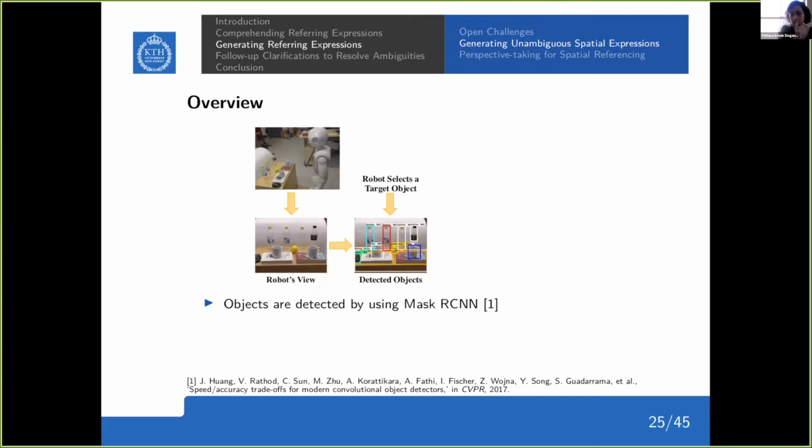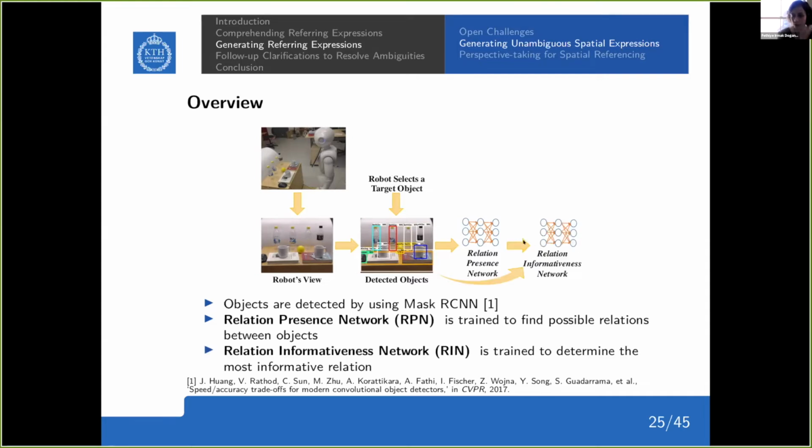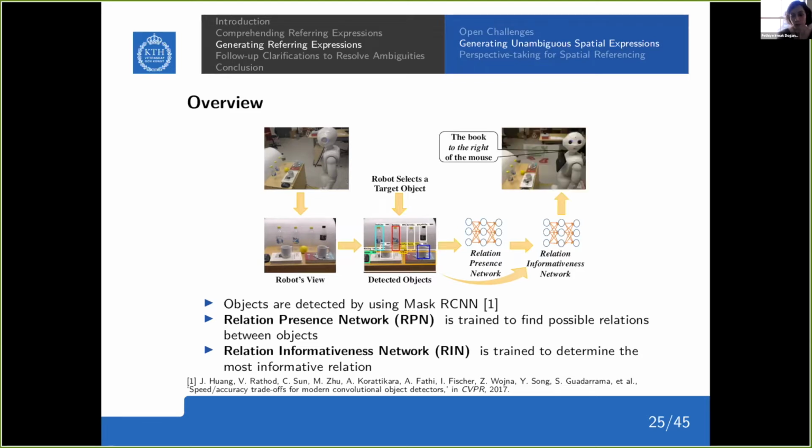In our method to generate the spatial referring expressions, firstly, we detected objects by using Mask R-CNN. Then the detected objects are provided into the first network, the relation presence network, and this network identifies the spatial relations between each of these detected objects. And then these spatial relations are provided into the second network, the relation informativeness network, which provides the most informative relation to describe the target object. And using the most informative spatial relation, we generated expressions like this one, the book to the right of the mouse.